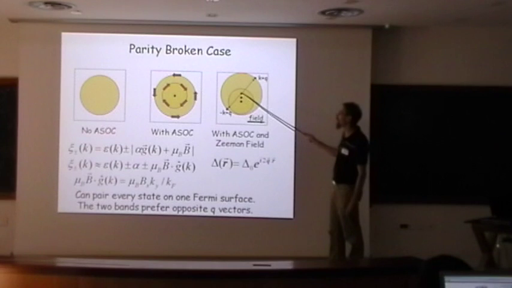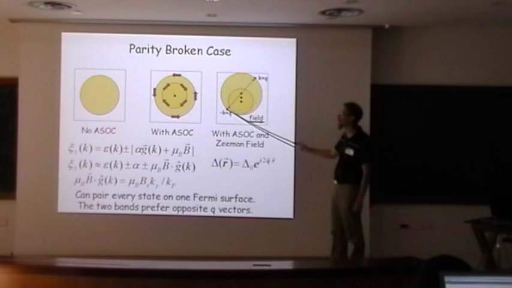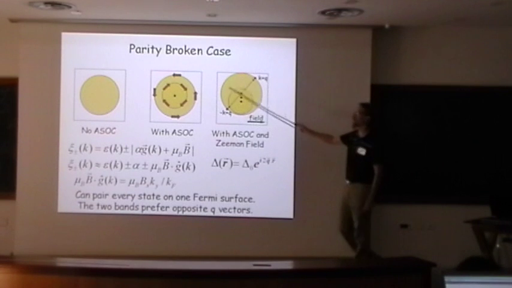But now if I pair through the new center of this band, you can see I can pair every state on this band here. So I can pair this state k plus q with minus k plus q. Both these states lie on the Fermi surface. Similarly here, I can pair this state with this state. I can pair every state on this Fermi surface.